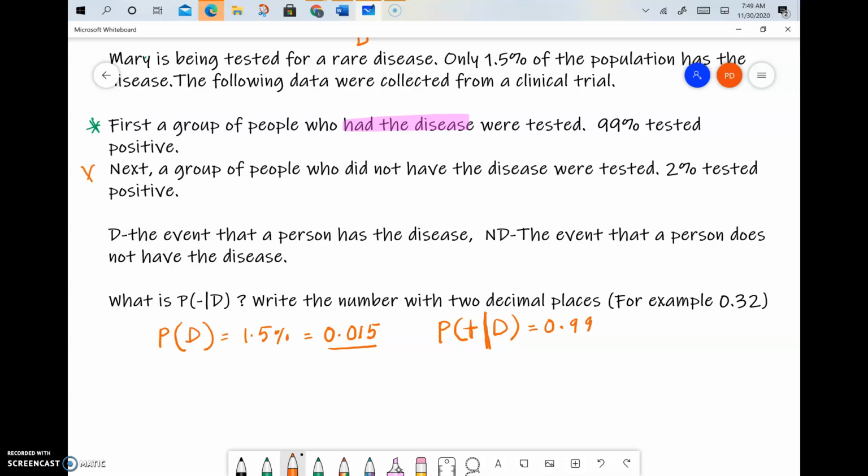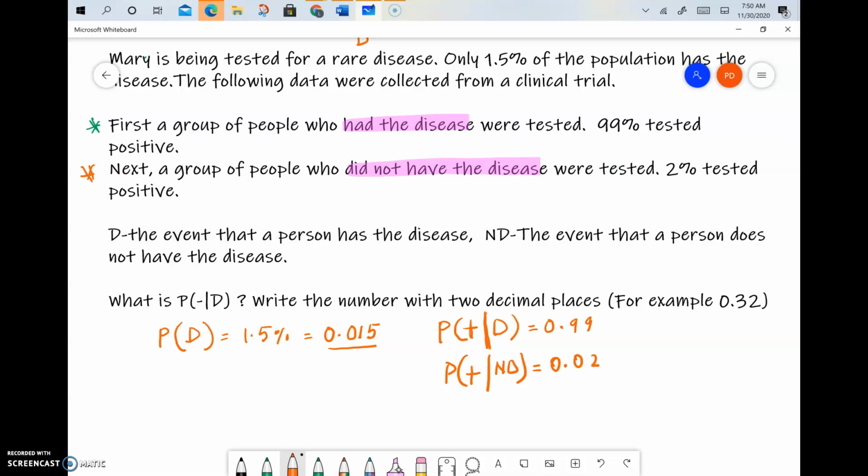The next sentence. Next, a group of people who did not have the disease were tested. So what do we know about this group? It is the probability of testing positive. It says 2% tested positive. But what do we know about this group of people? That they do not have the disease. Because we are referring to a group of people who did not have the disease that were tested. So that is equal to 0.02. That's a 2%.